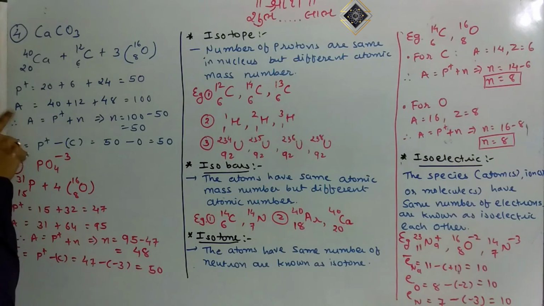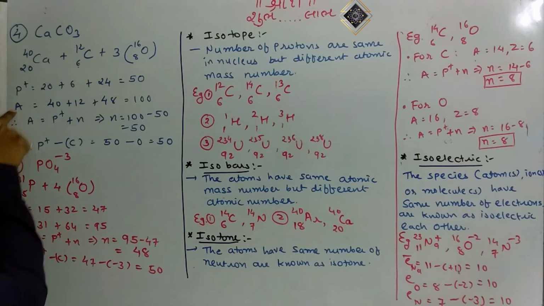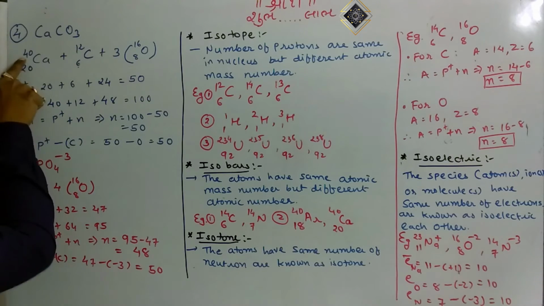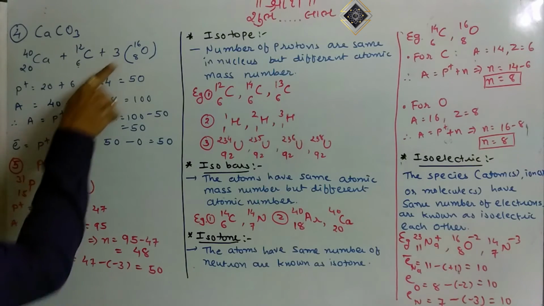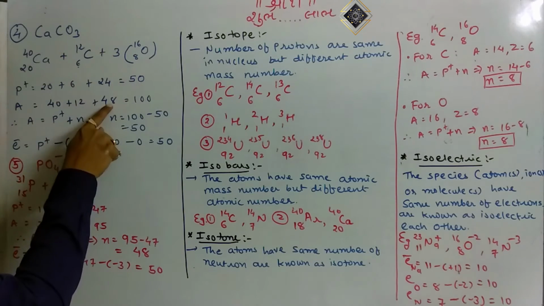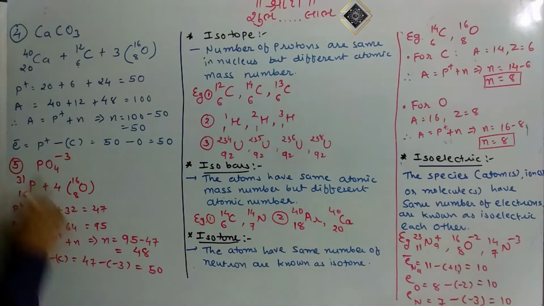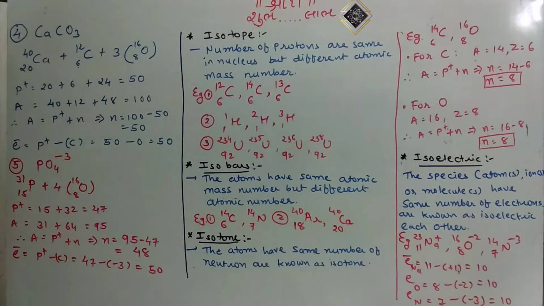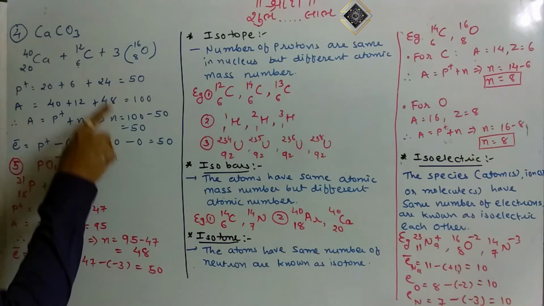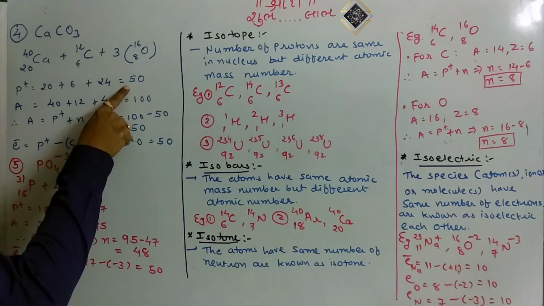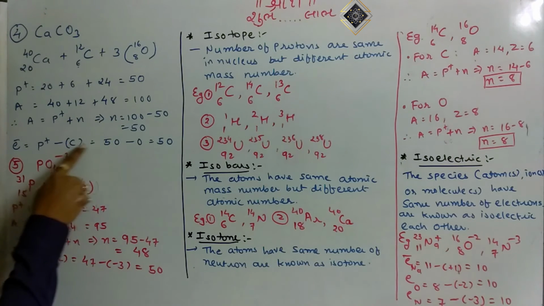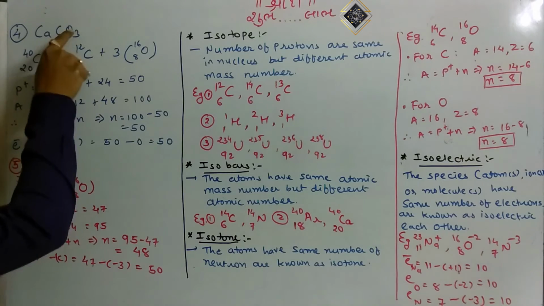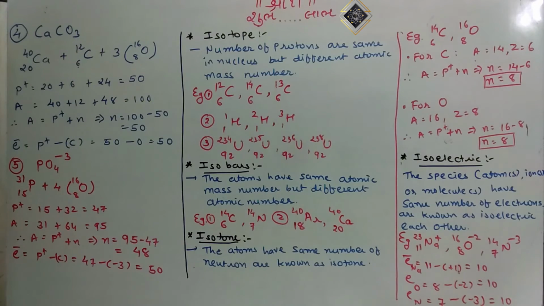Clear? A, that is the atomic mass number of the whole molecule, is 40 as it is, 12 as it is. Here also it is multiplication. 16 into 3, 48. Total is 100. As we discussed, A is equal to P plus N, so N is equal to 100 minus 50, which is going to be 50. So number of neutrons is 50, number of protons is 50, electron is proton minus charge, 50 minus 0. The total charge of the molecule is 0 here, so it is 50. Let's go for the next example. PO4 minus 3, that is the phosphate ion.